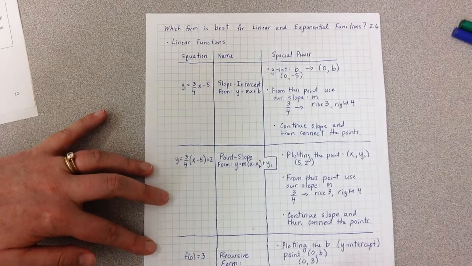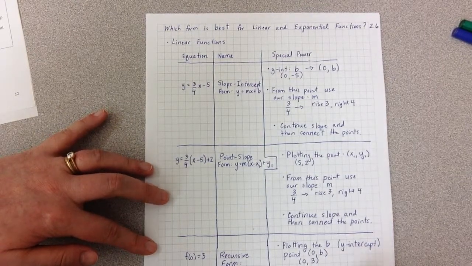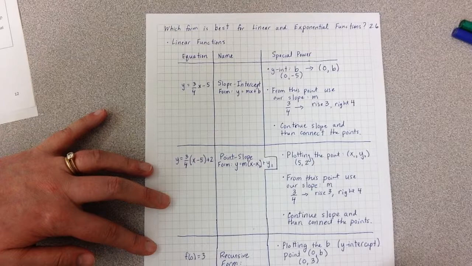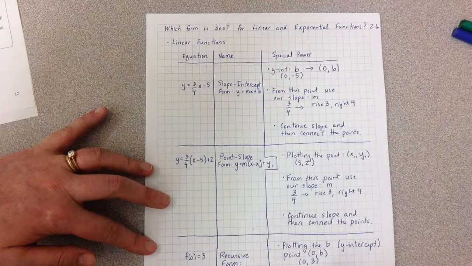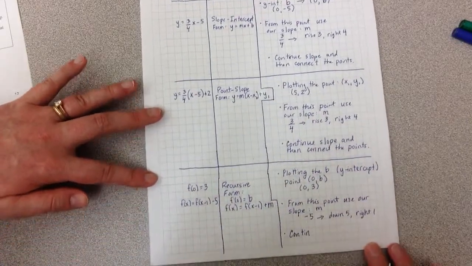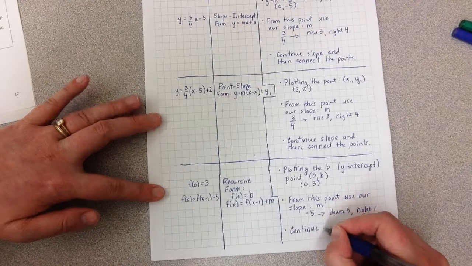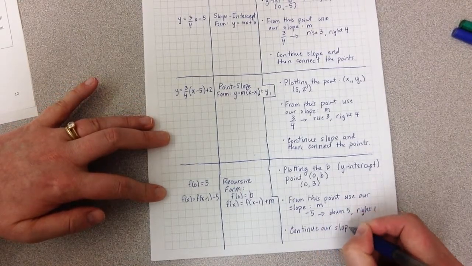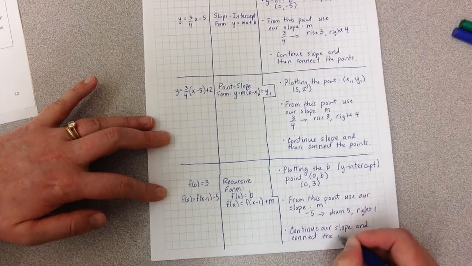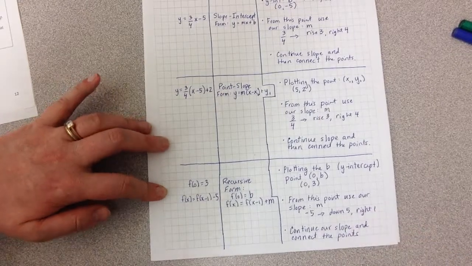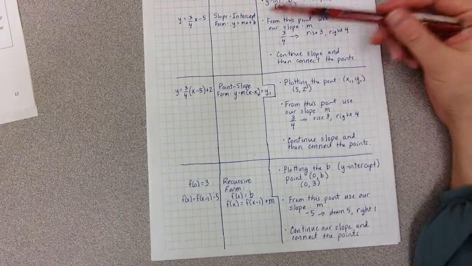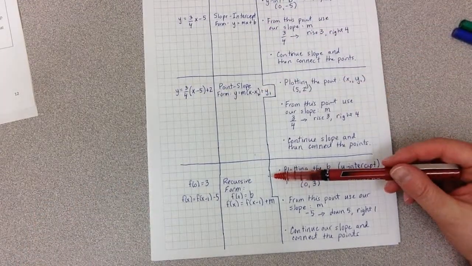So instead of rising 5, I'm going to go down 5, right 1. And then we continue our slope and connect the points. So just to summarize here really quickly, we have 3 forms: slope-intercept, point-slope, and recursive.